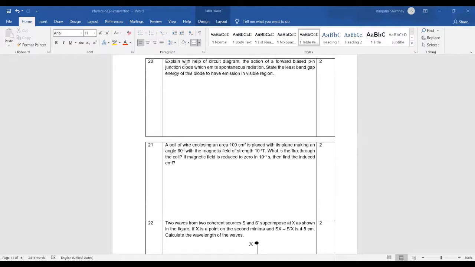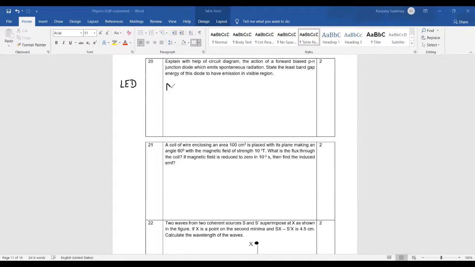Question number 20. Explain with the help of a circuit diagram the action of a forward biased PN junction diode which emits spontaneous radiation. Okay, so the forward biased PN junction diode that emits spontaneous radiation is the LED, light emitting diode.